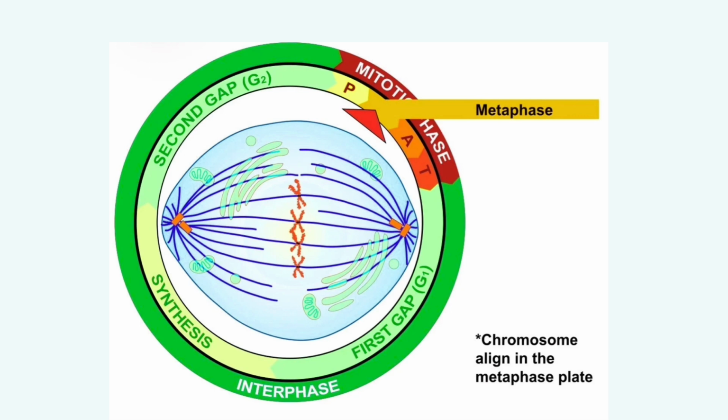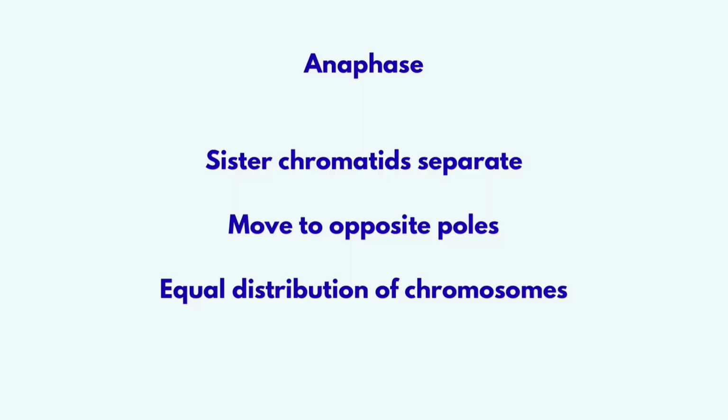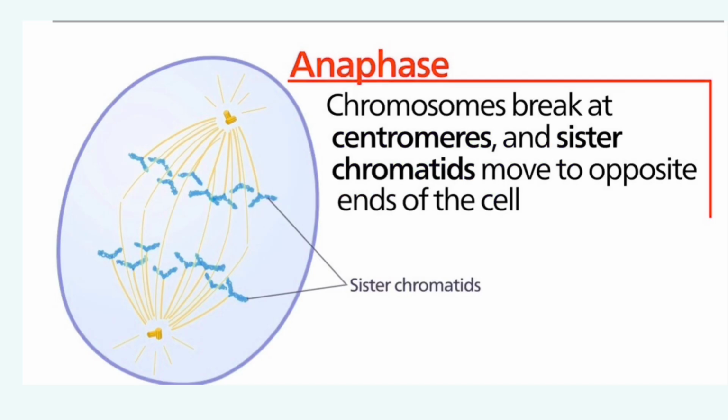Next, anaphase. What happens here? Sister chromatids are pulled apart by spindle fibers toward opposite poles of the cell. Each chromatid is now considered an individual chromosome. So chromosomes are equally divided to ensure identical daughter cells.